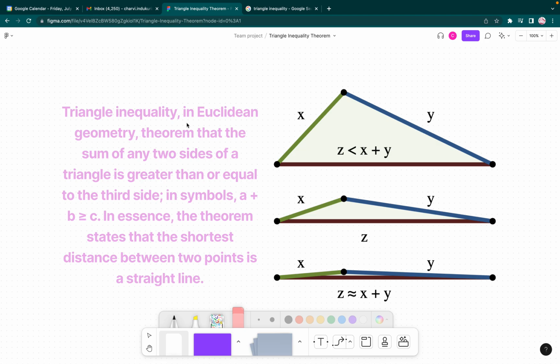We'll be talking about the triangle inequality theorem. This is a definition I found online when I searched it up. Triangle inequality, in Euclidean geometry, is the theorem that the sum of any two sides of a triangle is greater than or equal to the third side. In symbols, A plus B is greater than or equal to C. In essence, the theorem states that the shortest distance between two points is a straight line.